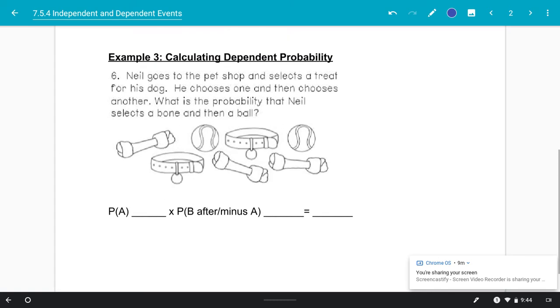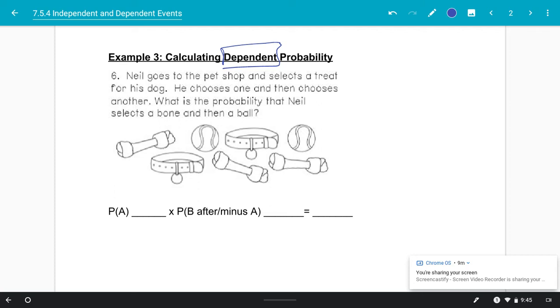Now for our next one, we want to calculate dependent probability. So again, the heading is really nice because it's giving us a hint here. So Neil goes to the pet shop again and selects a treat for his dog. He chooses one and then chooses another. What is the probability that he selects a bone and then a ball? So he is going to pick the bone, keep it, and then pick the ball. So we're going to see how that's going to impact our second probability.